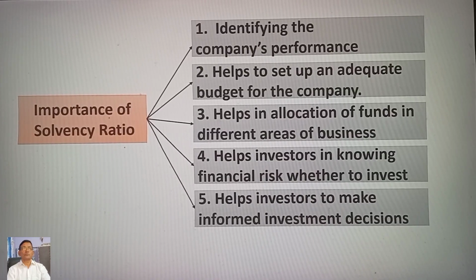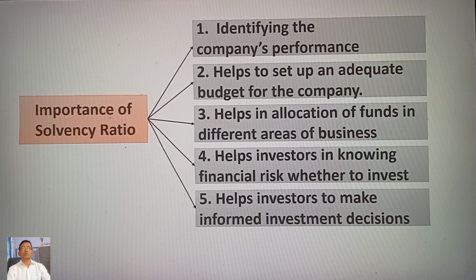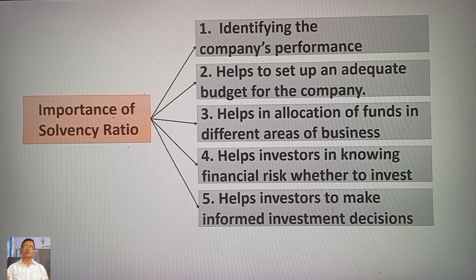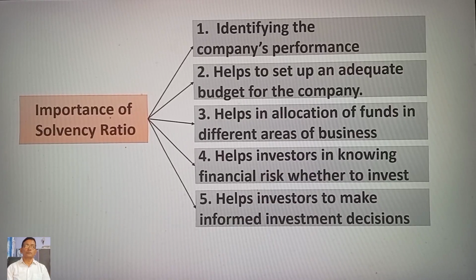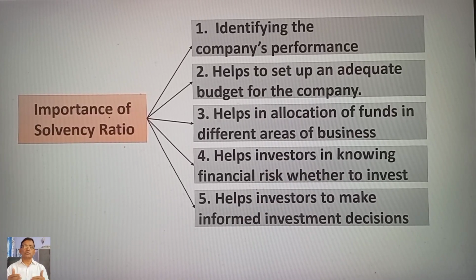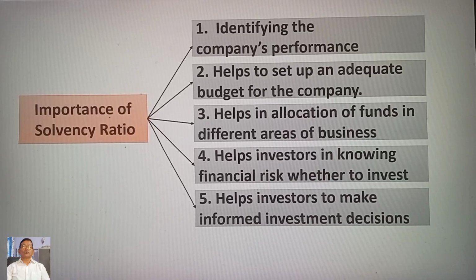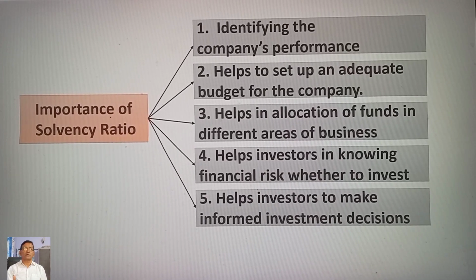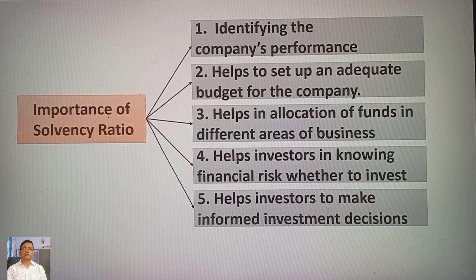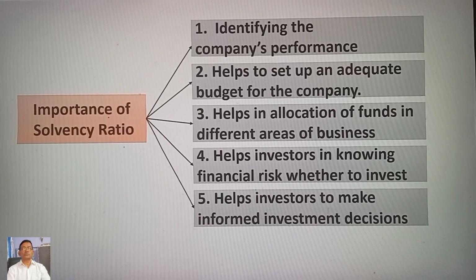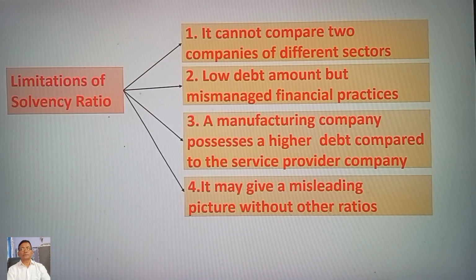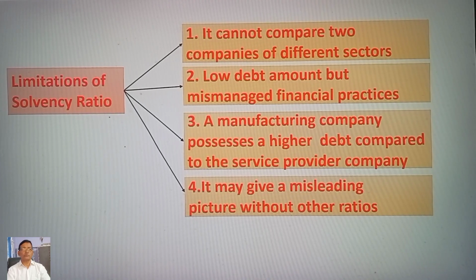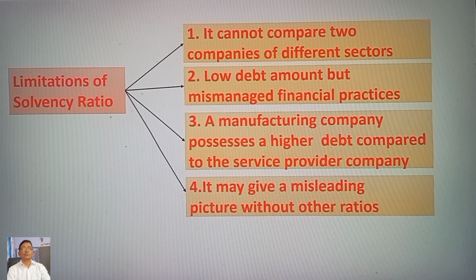Fourth, financial risk can be easily assessed with all the solvency ratios. This helps investors in knowing whether to invest in a company or not. Fifth, investors use the solvency ratios to assess the company's ability to handle debt and make informed investment decisions. However, there are some limitations of solvency ratios. Limitations of solvency ratios are: first, solvency ratios consider the amount of debt the company has to assess its financial position.